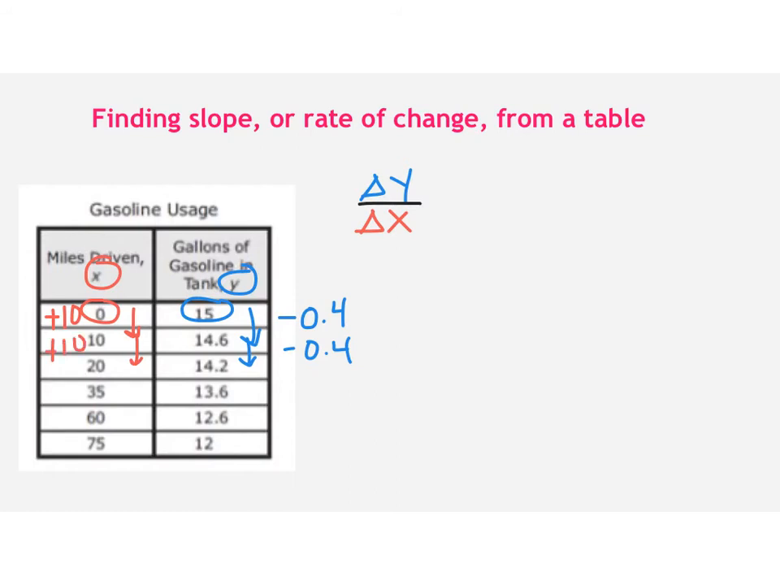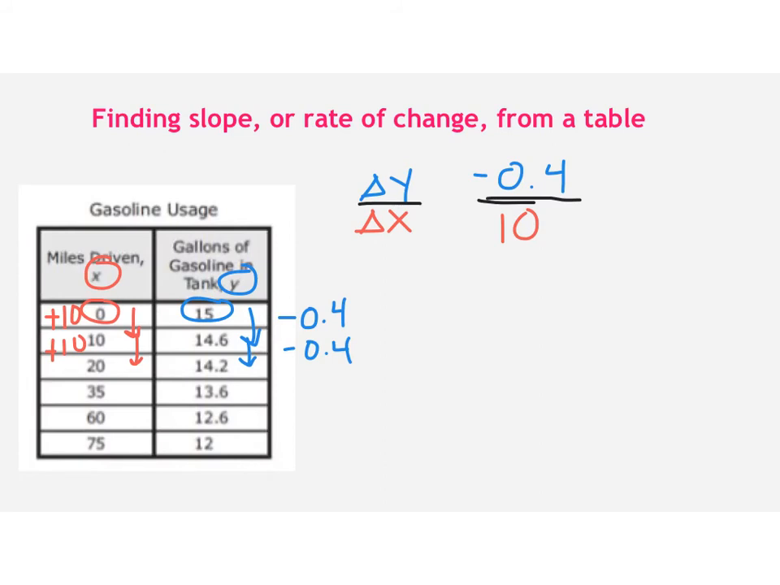So let's go ahead and put this into our rate of change. Our change in y is always what goes on top of the fraction. So our change in y is that negative 0.4, and then our change in x is 10. So that's kind of a funky fraction. We can keep it like that, but really we need to simplify or reduce that.